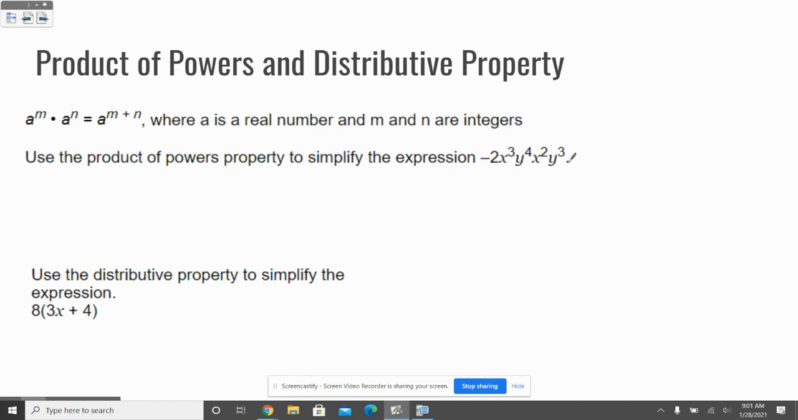So let's go ahead and simplify this. If you need to expand it out, you can. But the -2 will just stay put. Now I have x to the third and x squared. If you need to expand it to see that it's x to the 5th, you can. And this will be y to the 7th. We will be adding those exponents.